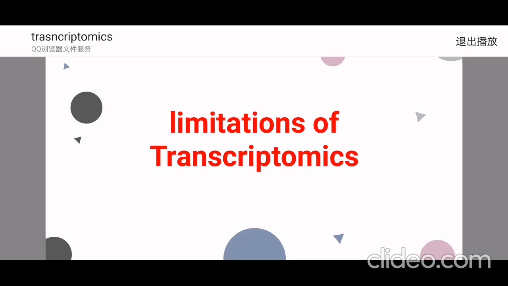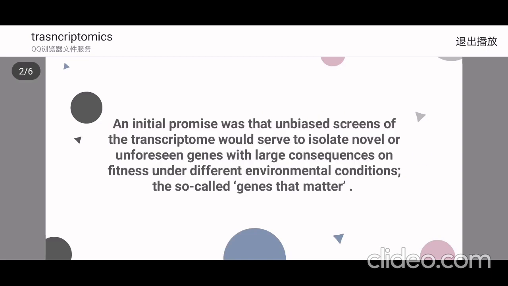I'm going to talk about limitations of transcriptomics. As we all know, transcriptomics has emerged as a powerful approach for exploring physiological response to the environment. However, like any other experimental approach, transcriptomics has its limitations. An initial promise was that unbiased screens of the transcriptome would serve to isolate novel or unforeseen genes with large consequences on fitness under different environmental conditions, the so-called genes that matter.